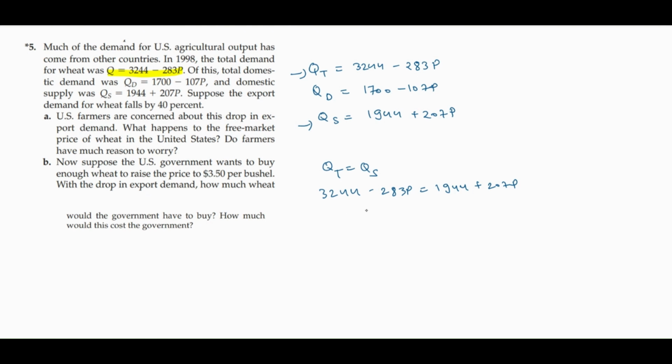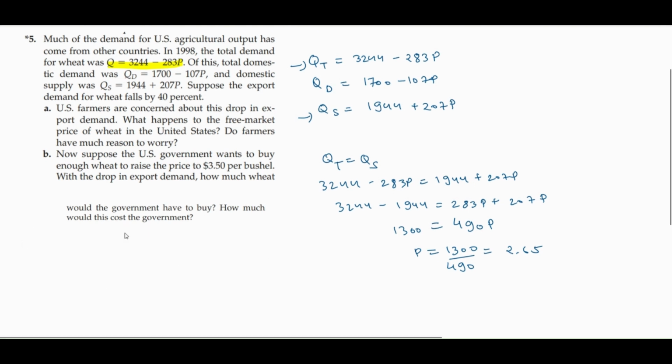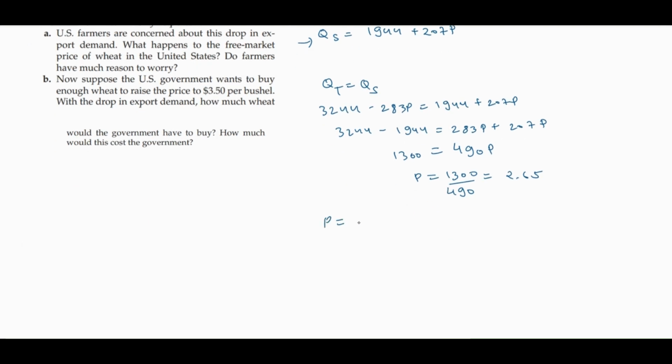Now just solve it. So you will get 3244 minus 1944 equals 283p plus 207p, right? So you will get 490p, and on the other side 3244 minus 1944 gives 1300, right? So just divide 1300 by 490, and you will get 2.65, right? So this is the equilibrium price. Free market equilibrium price is 2.65.